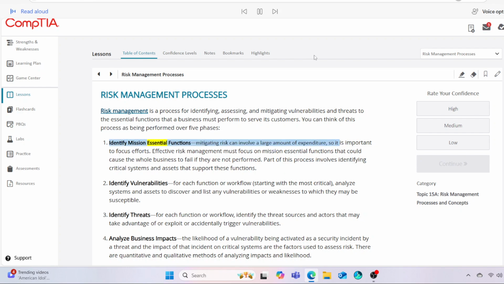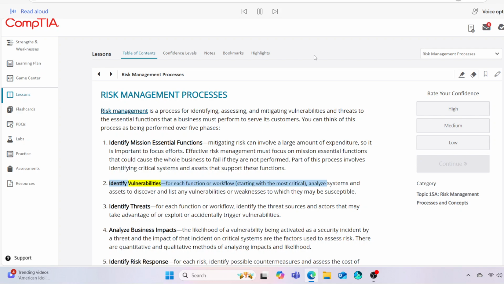Identify mission essential functions. Mitigating risk can involve a large amount of expenditure, so it is important to focus efforts. Effective risk management must focus on mission essential functions that could cause the whole business to fail if they are not performed. Part of this process involves identifying critical systems and assets that support these functions.